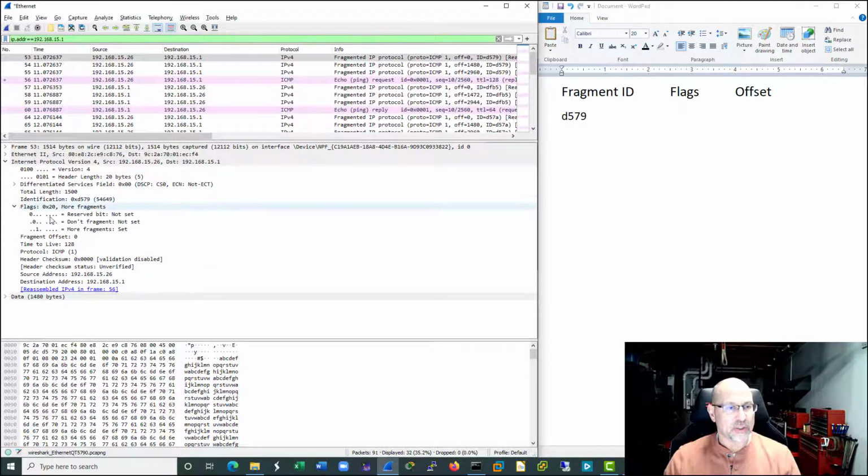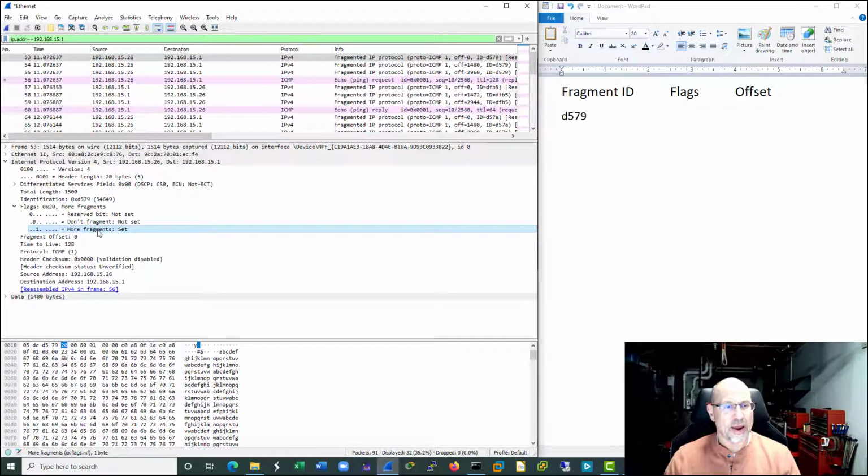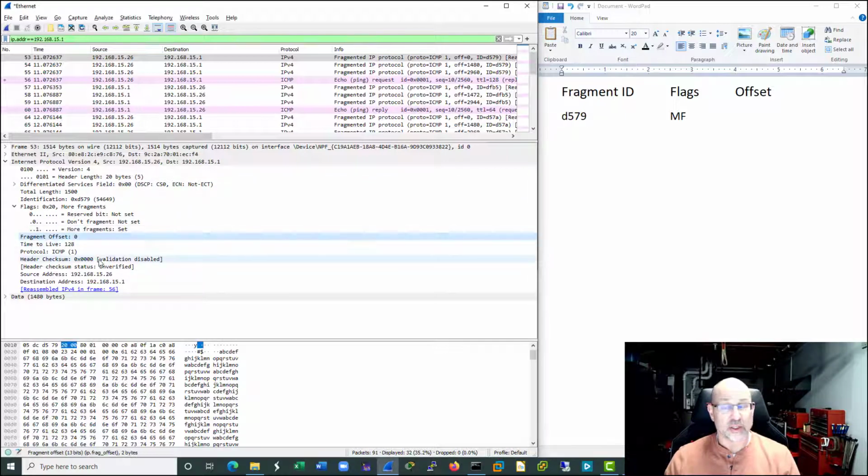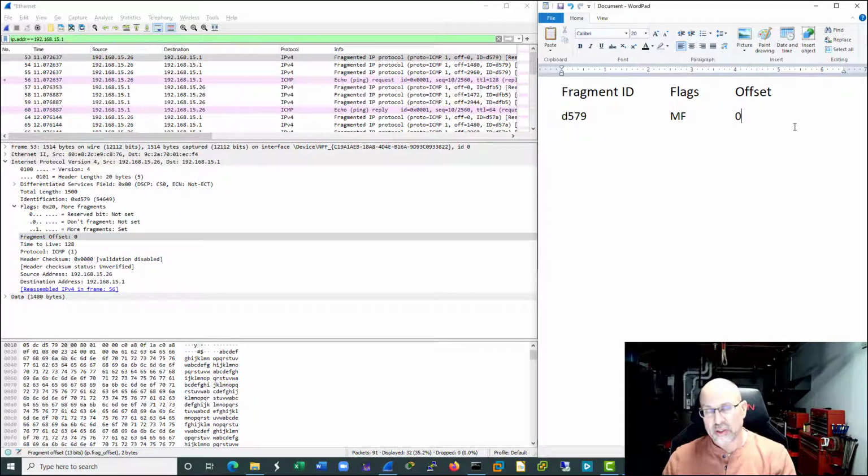Now, what does the flags field say? The flags field says more fragments. So we'll just set that to MF, more fragments. And then what's the offset? Well, the offset is 0. But what the offset means is that this is at the beginning of the collection of packets, meaning that I'm not buried in the data, I'm at the beginning of the data.